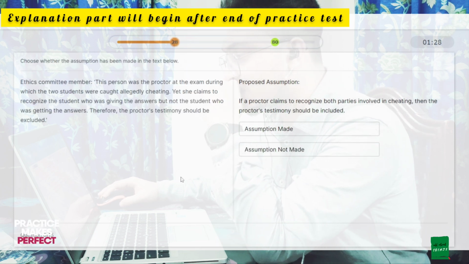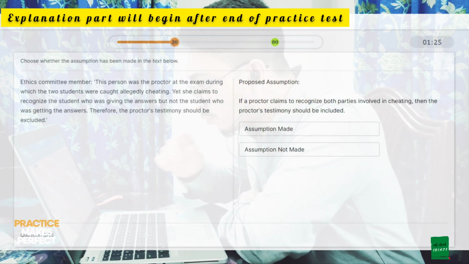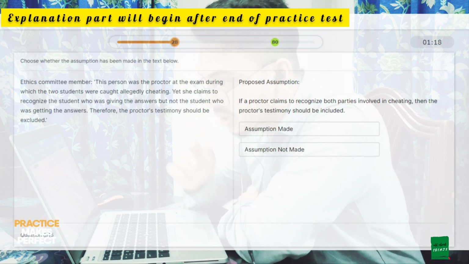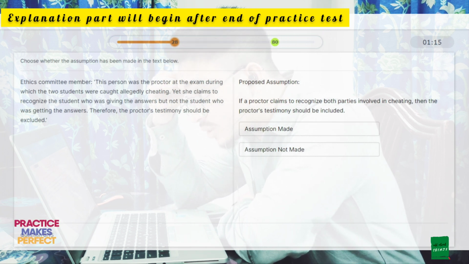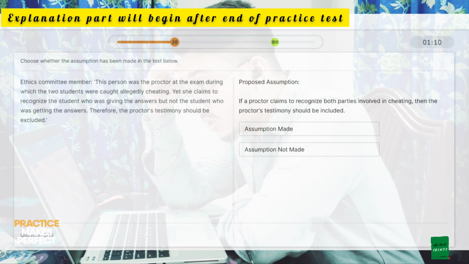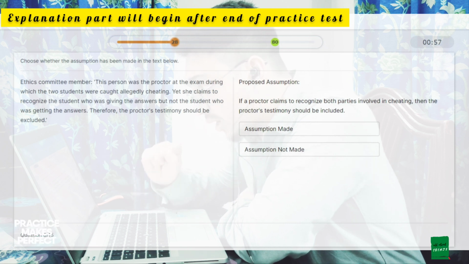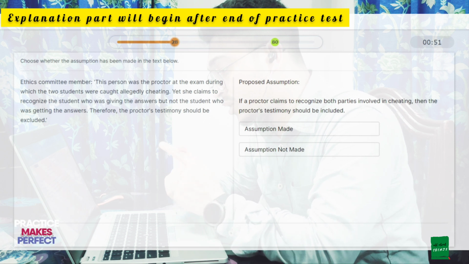Okay, so let's get to the next one. It says that if a proctor claims to recognize both parties involved in cheating, then the proctor's testimony should be included. Ethics committee members say that this person was a proctor during which the two students were caught allegedly cheating. Yet she claims to recognize a student who was giving the answers, but not the student who was getting the answer. Therefore, the proctor's testimony should be excluded.